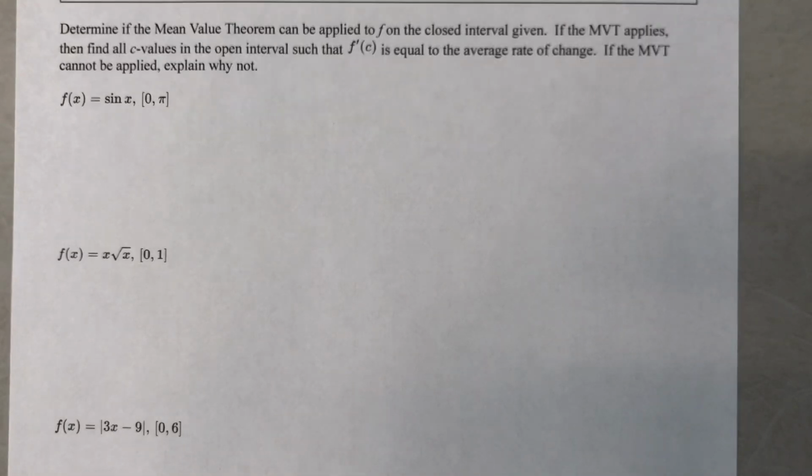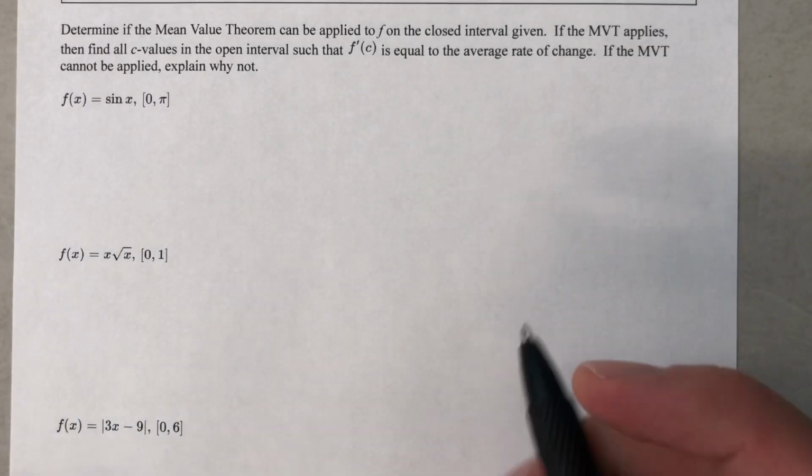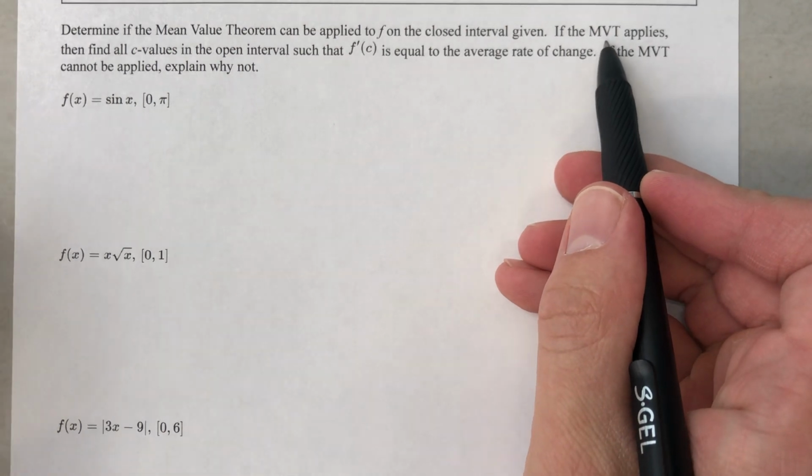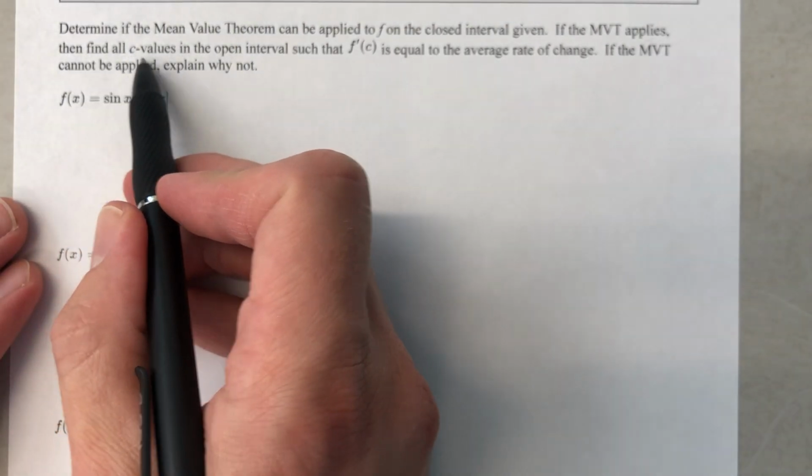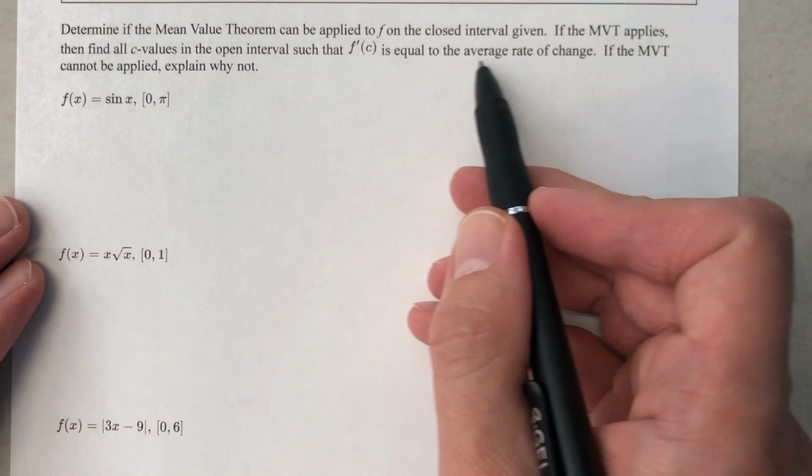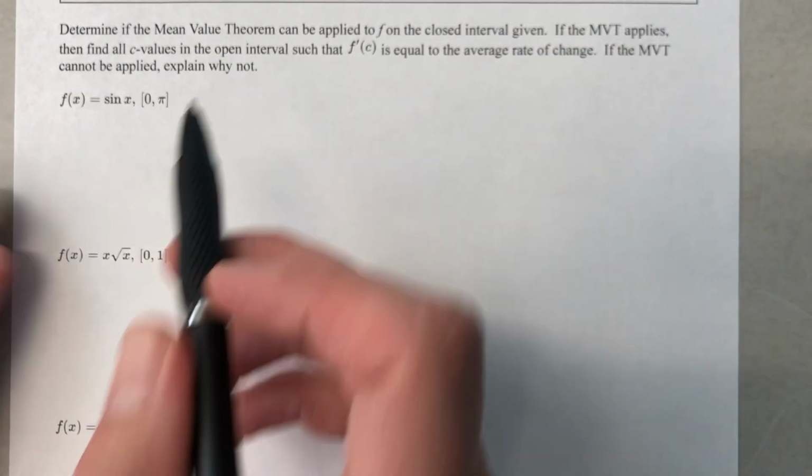All right, determine if the mean value theorem can be applied to f on the closed interval given. If the MVT applies, then find all the c values on the open interval such that f prime of c is equal to the average rate of change. If the MVT cannot be applied, explain why not.